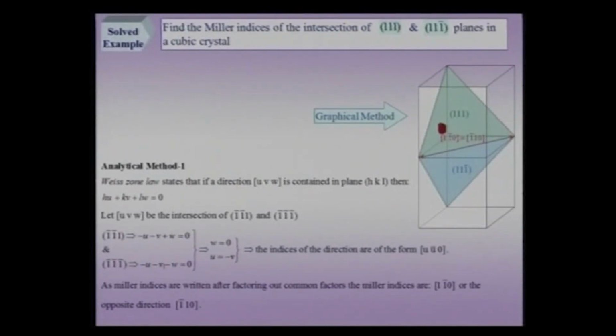I get two simultaneous equations, solve them, and since there are three unknown variables and two equations, I will not get a unique solution from this, but I come to know that W is 0 and U is equal to minus V, and therefore I can write the indices as U U bar 0. But if this is true, it is also true for 1 1 bar 0, which is the least index I can choose. Therefore I know my direction of intersection is 1 1 bar 0, or its opposite direction 1 bar 1 0.